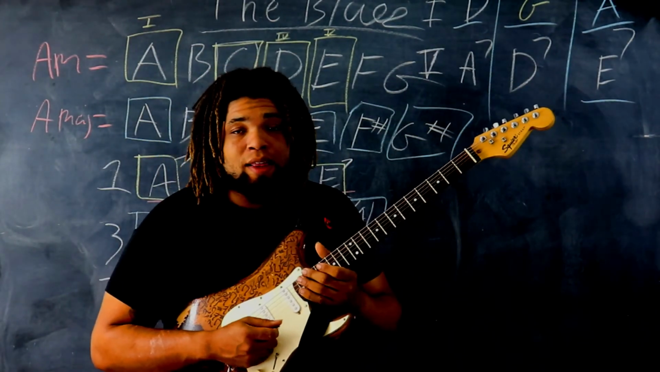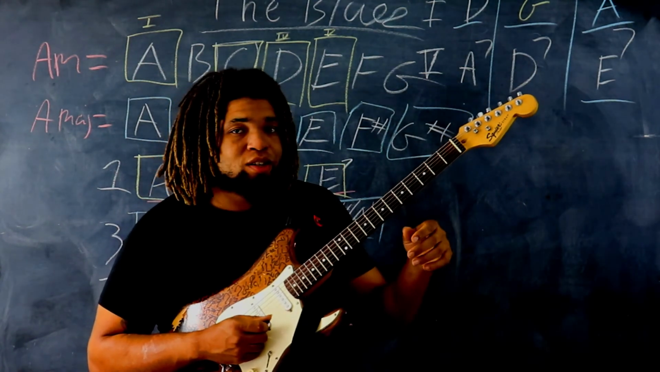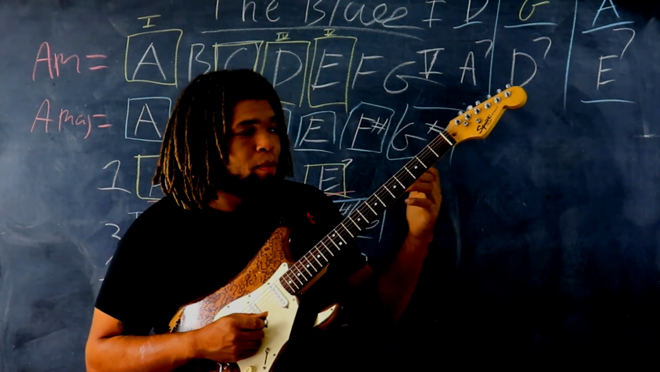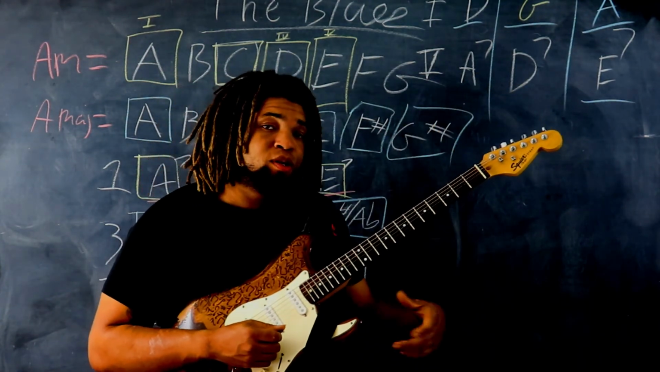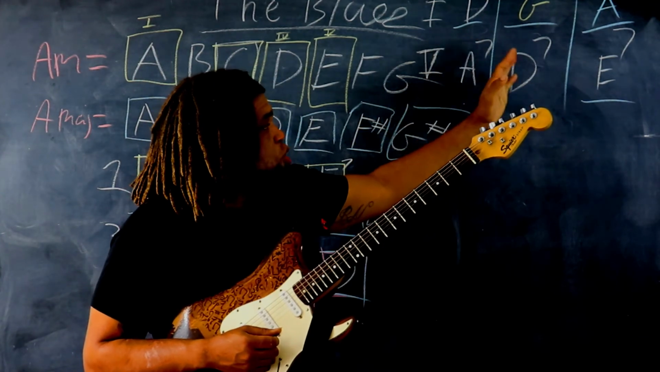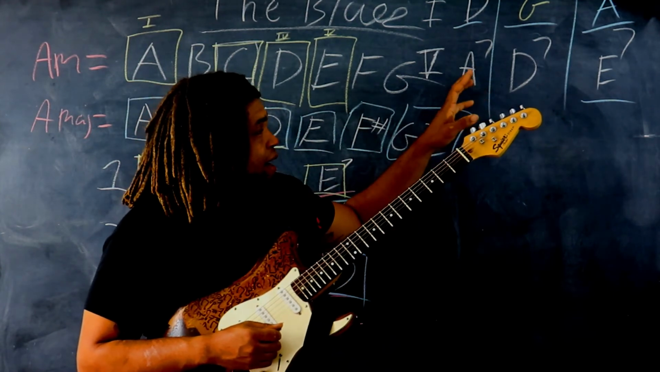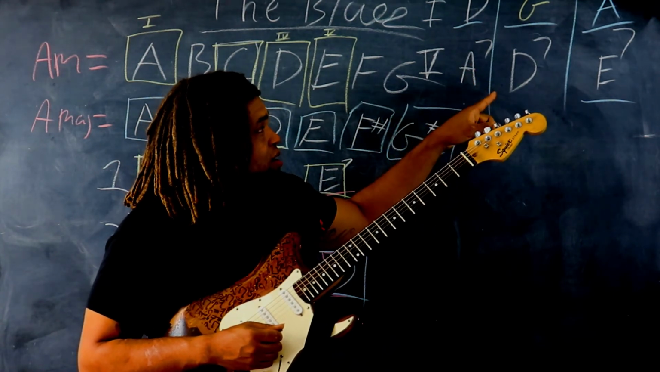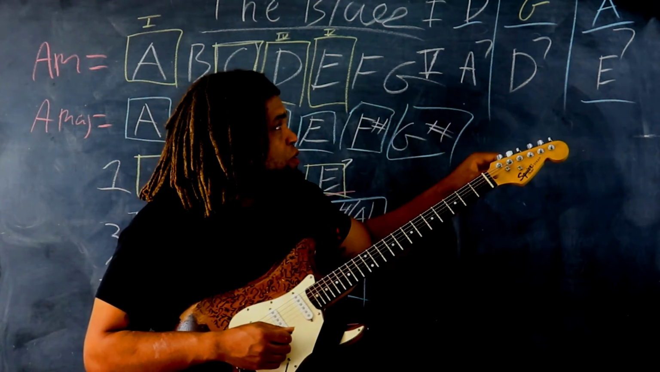All right, so that's how you can switch between the major and the minor scales while playing over the blues. Now, in this next example, I'm going to show you how we can take each chord and treat it as a different tonal center, in effect giving us the ability to play three different scales over the three different chords.